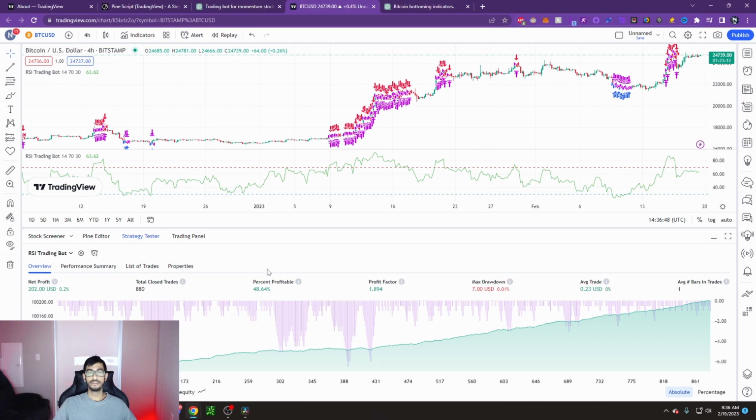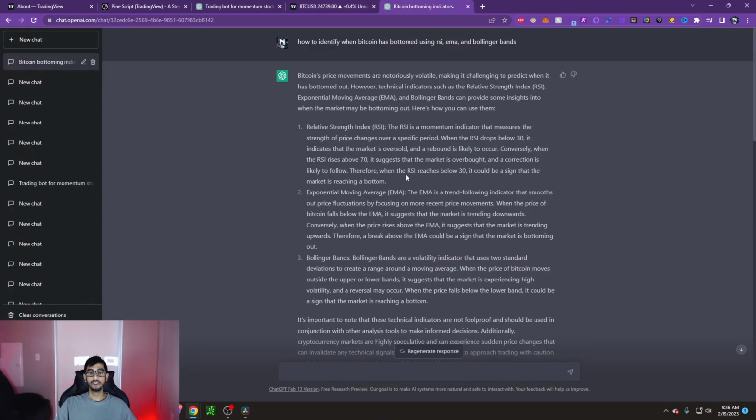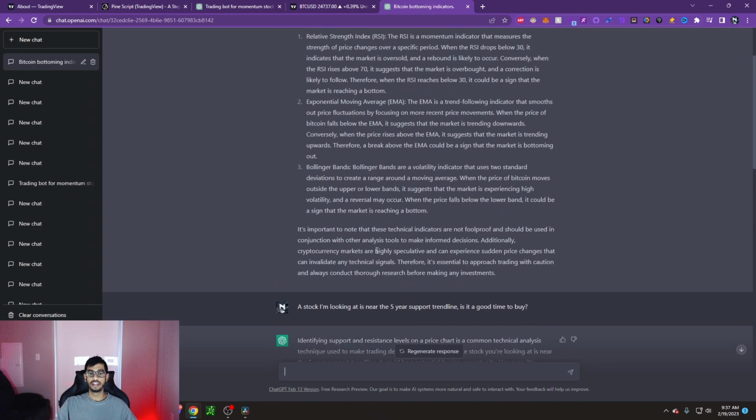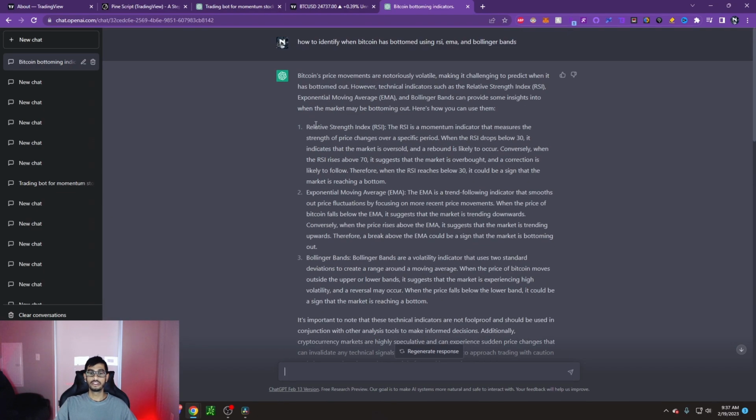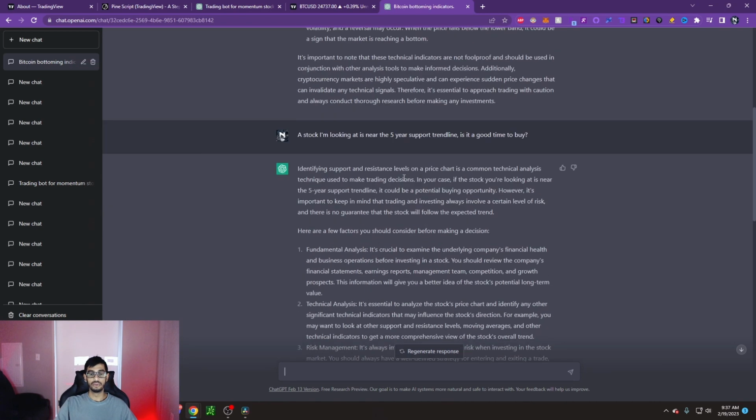So I recommend you guys use this as an outline for coding trading bots, and then edit it to suit your own strategy. But let's talk about how you can use ChatGPT when it comes to investing and trading as a whole. I asked it some other questions, such as how to identify when Bitcoin has bottomed using RSI, EMA, and Bollinger Bands. It even tells me that Bitcoin is extremely volatile and that I should do my own research, but it does explain these different indicators here and how I can use them to be profitable.